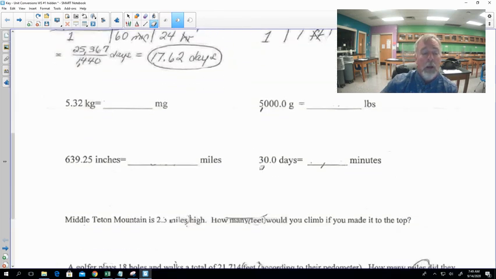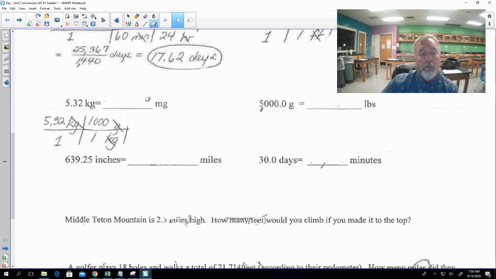A couple more here. Again, I'm going to really go fast. I'm going to go even faster now. We set up our top. Remember, we put it over 1. We're going from kilograms to milligrams. So we find a conversion up in the top that has kilograms to some units smaller. We find there it's going to grams. Kilograms on the top, kilograms on the bottom.